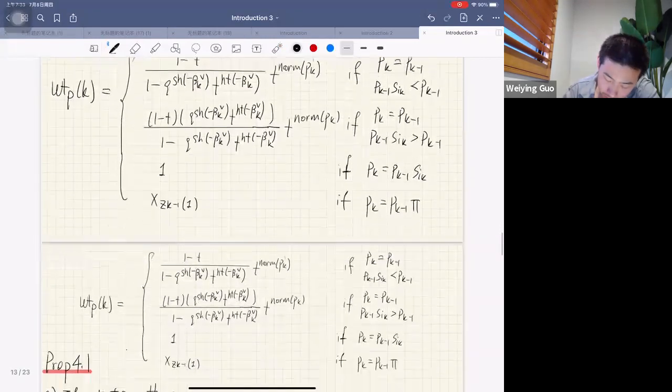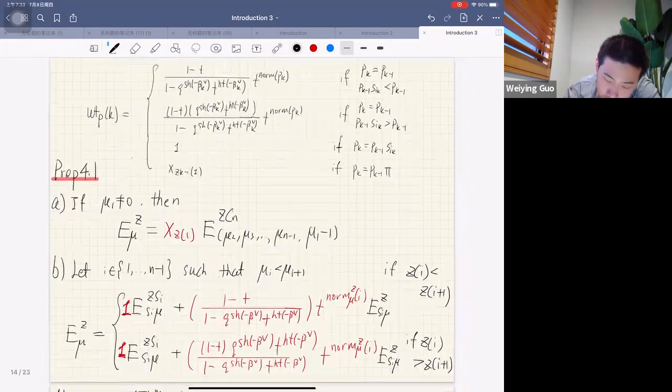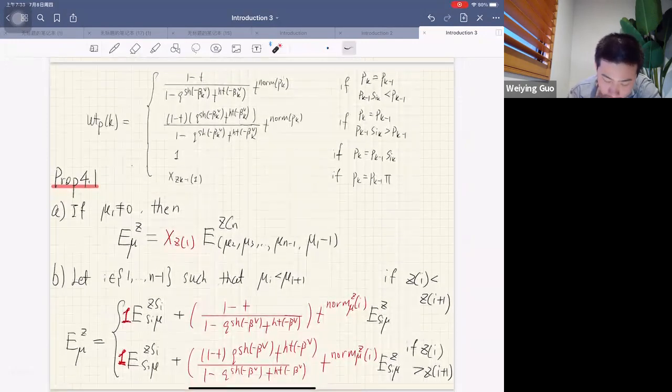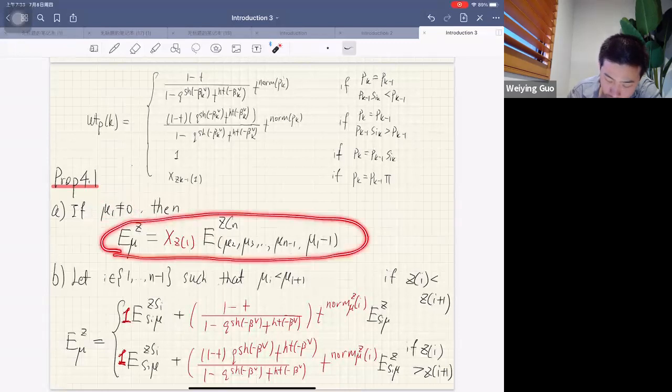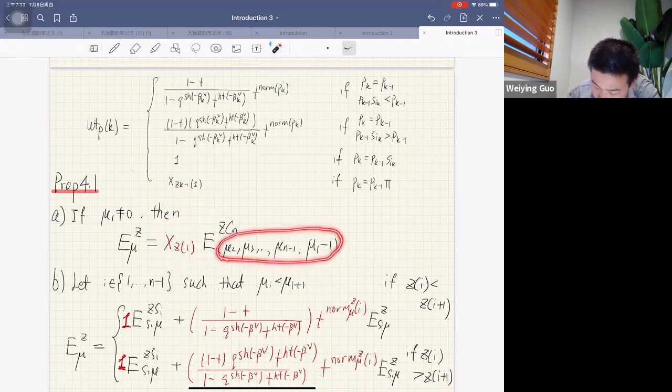But the most important thing is that in proposition 4.1, we see that the proof of this first part of theorem 1.1 relies on proposition 4.1. So if mu1 is not equal to 0, then we get a recursion that looks like this, where we get an extra factor of xz1, and we also remove a box here. So we get mu1 minus 1. And this xz1 corresponds exactly to the xzk minus 1 here, in the case where we have a pi.